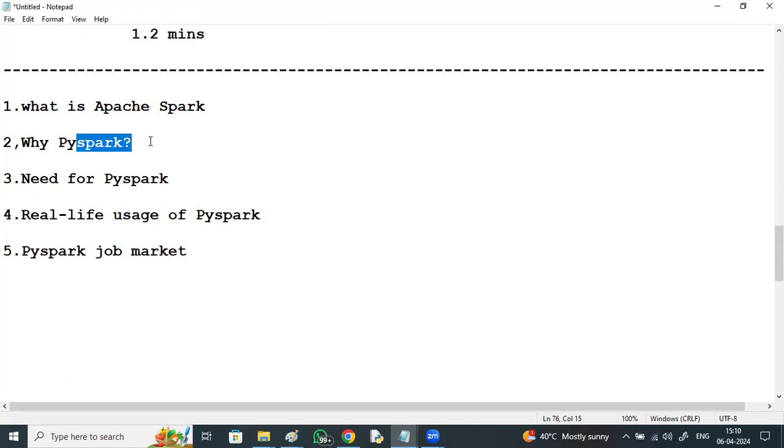PySpark is mostly used for creating data pipelines, for ingesting data into databases, for running machine learning algorithms, working with graphs and data streams, and for running distributed SQL. Yes, we have the Spark SQL concept available.